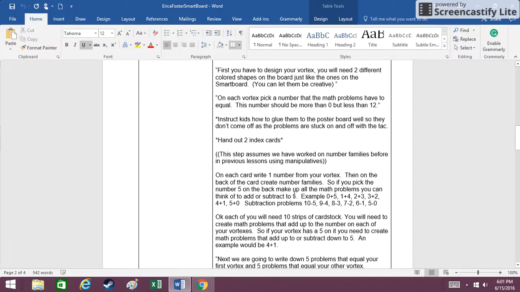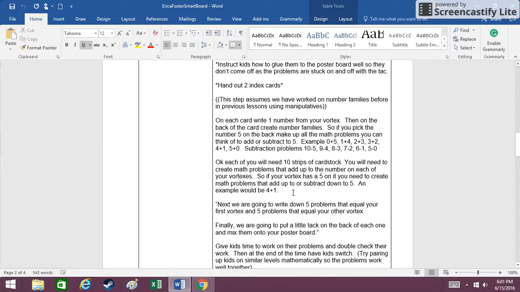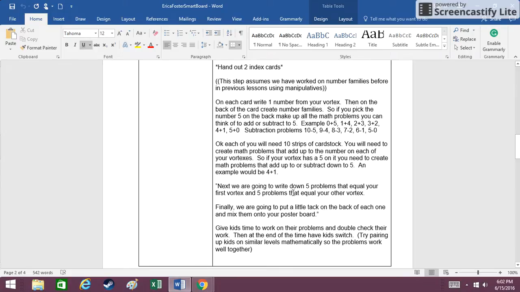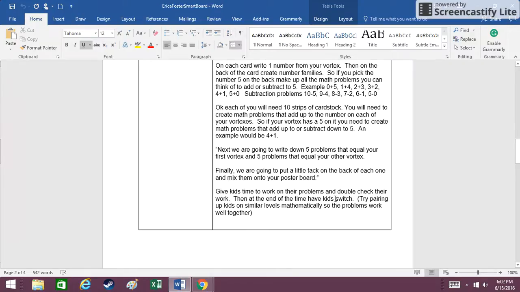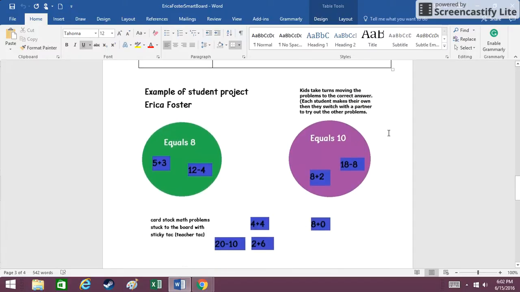And then once they got those all done, I'd have them pick 5 that they liked the best and put 5 on each of these little blue index cards, or I guess they're strips of paper. So they would write 1 on each, and we put a little bit of the teacher tack on them. I would have all the kids double check their problems and make sure they knew what they were doing. So here's an example of what I did.